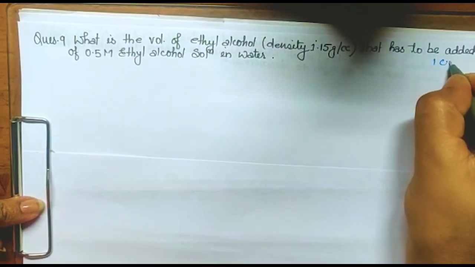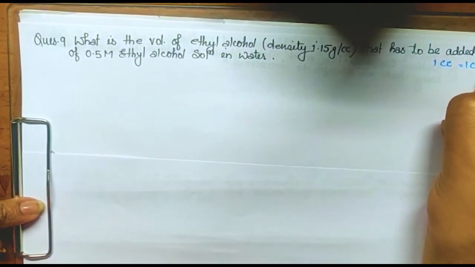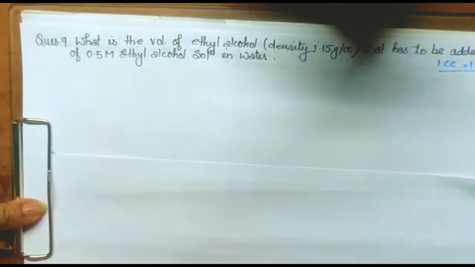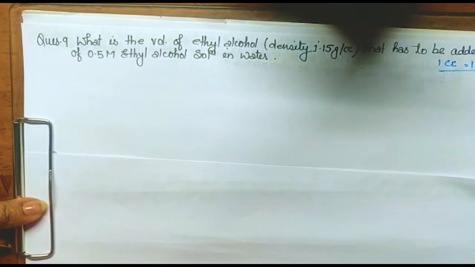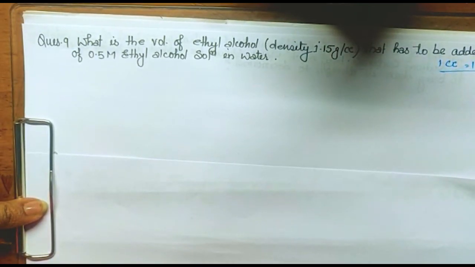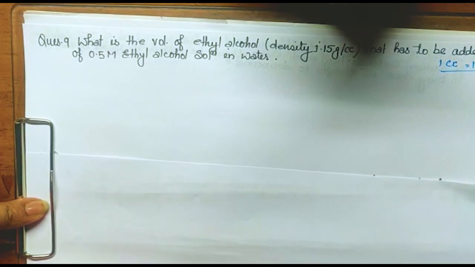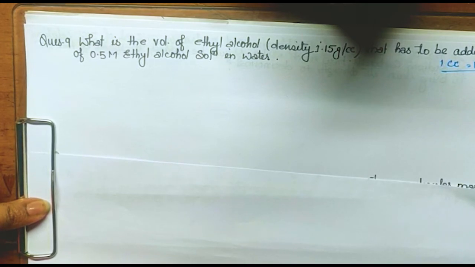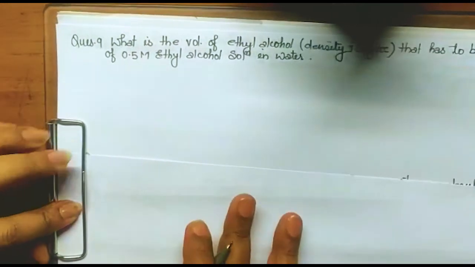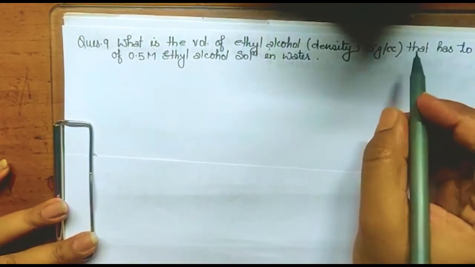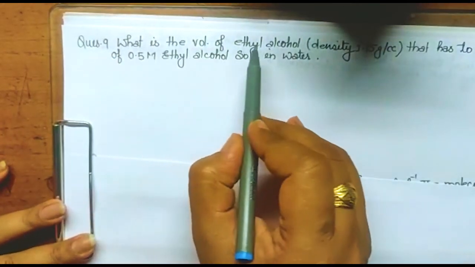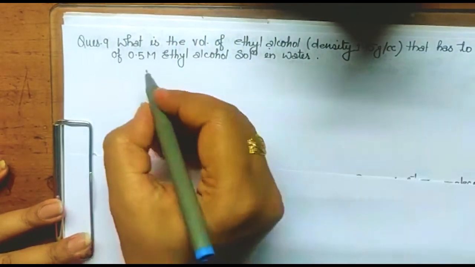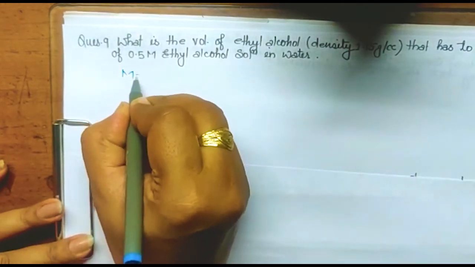So you should know 1 centimeter. This is 1 centimeter cube. You can write like this also, and this is equal to 1 ml. Okay. So has to be added 100 cc of 0.5 m ethyl alcohol solution in water. What is the volume? Okay. So which formula you will apply? It's very simple question. Yes. Can you think? See, first you will find what volume of ethyl alcohol has to be added in this. So simple molarity, we know that molarity is equal to क्या होता है?